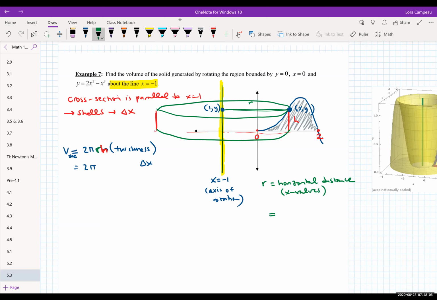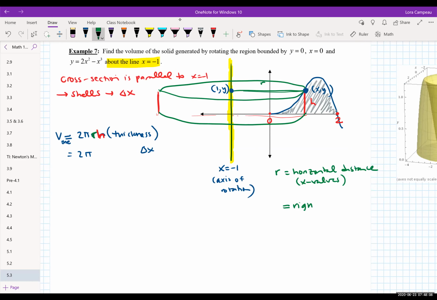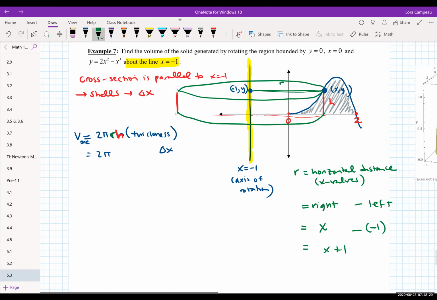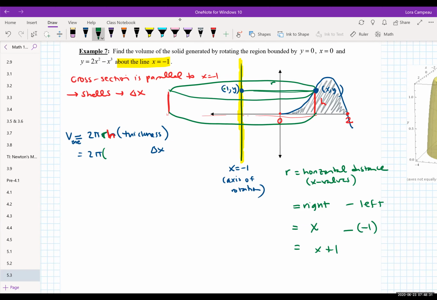So the right x value minus the left x value. In our case, the right x value is x. And then we're subtracting off the left x value, which is, excuse me, it is a -1. We should be very careful. So what do we get? x plus 1. So that radius should now change into x plus 1. We got that down.